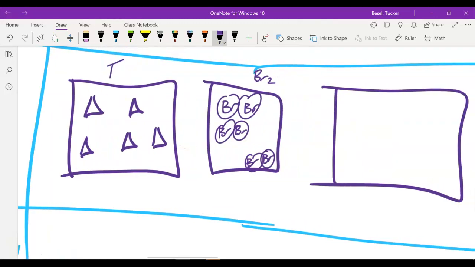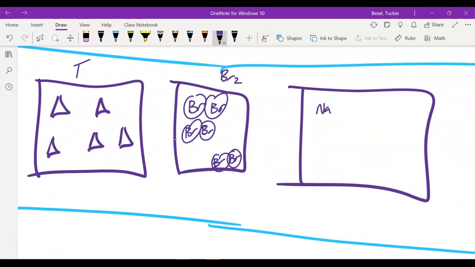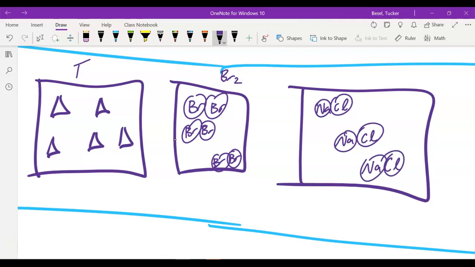You could also have something like this. NaCl, NaCl, NaCl, and so on. We could just have a bunch of them. It's not that they're always three. I don't want that to be what you're thinking. Okay, so notice how in this one, all the atoms are the same. In this one, all the atoms are the same. In this one, we have different atoms, but each individual unit, each individual particle is the same.